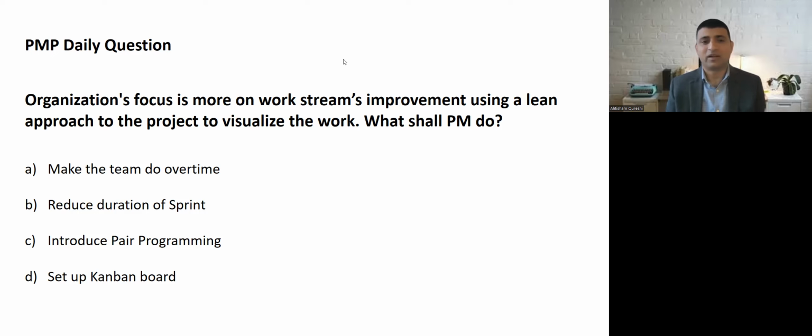Question says that organization is focused more on the work stream improvement. Secondly, they want to visualize the work. So we have two objectives. We have to analyze four options on these two objectives. So which of the option fulfills both of these objectives?